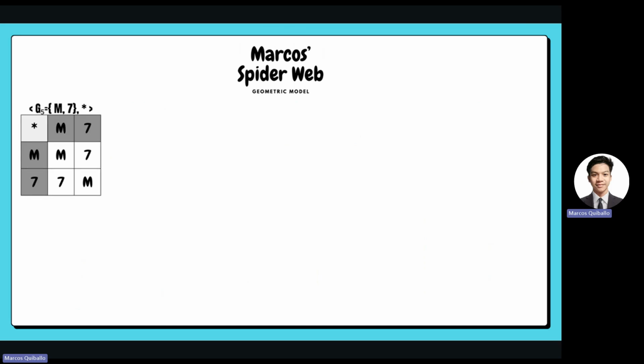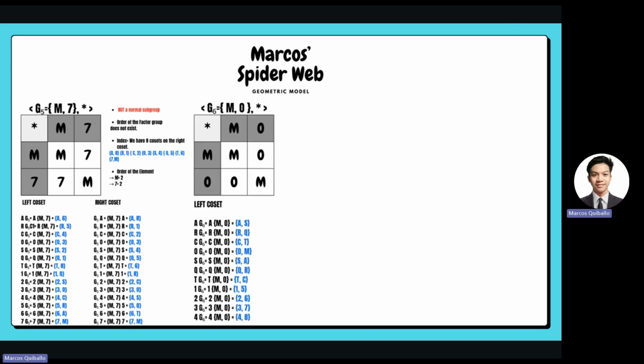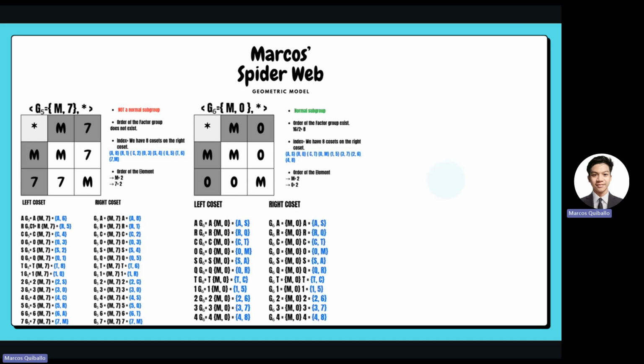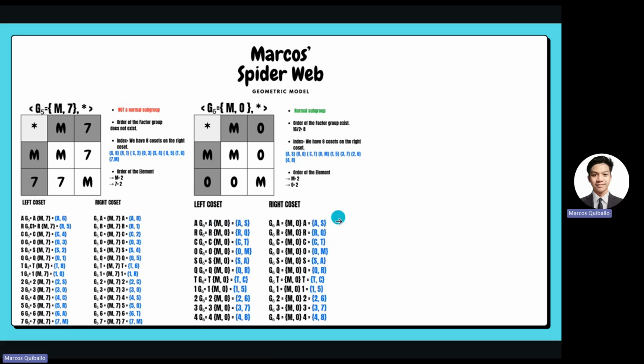And for the other example here, G sub 5, it is also not a normal subgroup. And for G sub 6, it is a normal subgroup because, as you can see here, the left and the right coset are equal. So therefore, it is a normal subgroup.